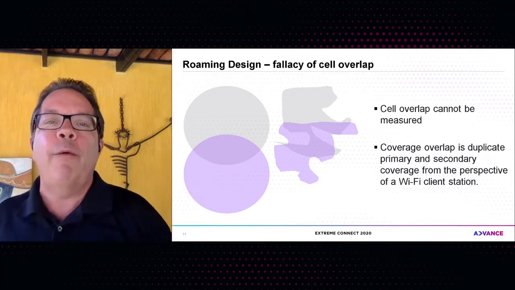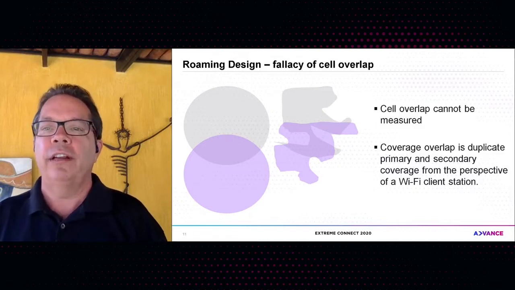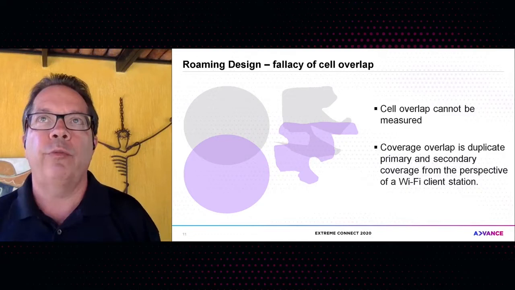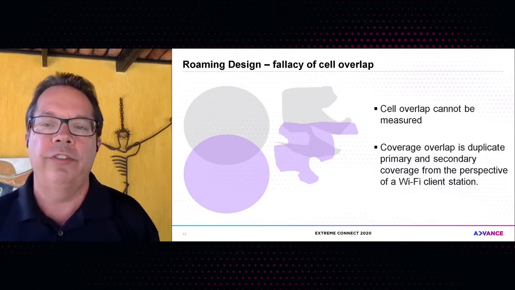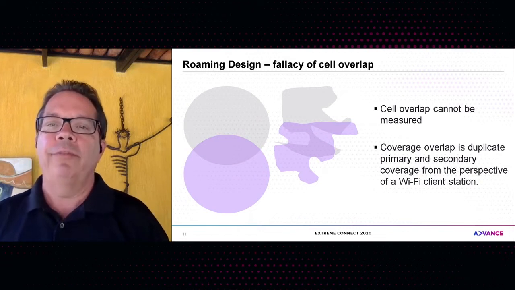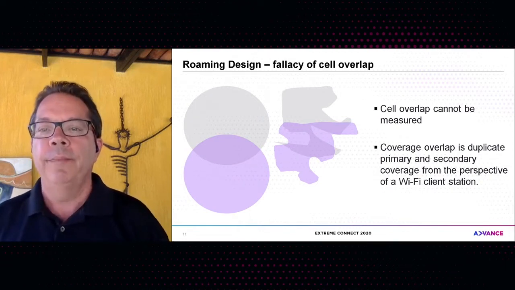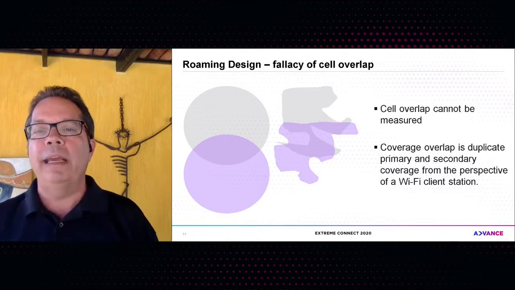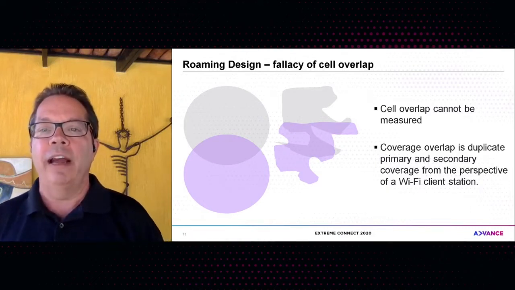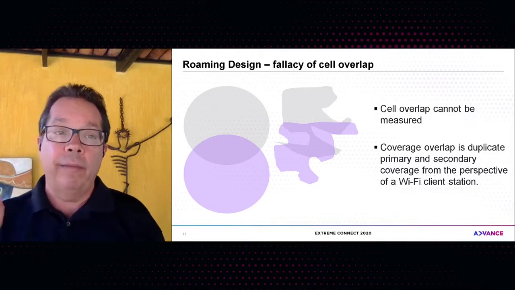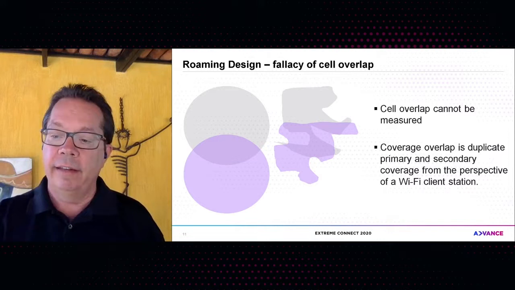But let's just pretend they were perfectly circular. How would you measure cell overlap? Is it square footage? Is it circumference? Is it the diameter? In reality, cell overlap absolutely cannot be measured, okay? And in reality, cell overlap is simply duplicate primary and secondary coverage, and it's not from the perspective of the AP, it's from the perspective of the client.